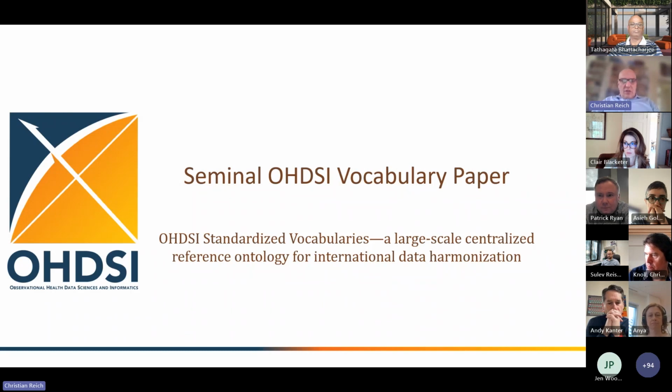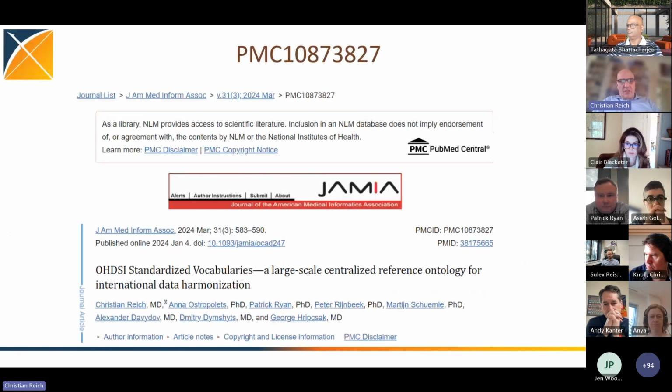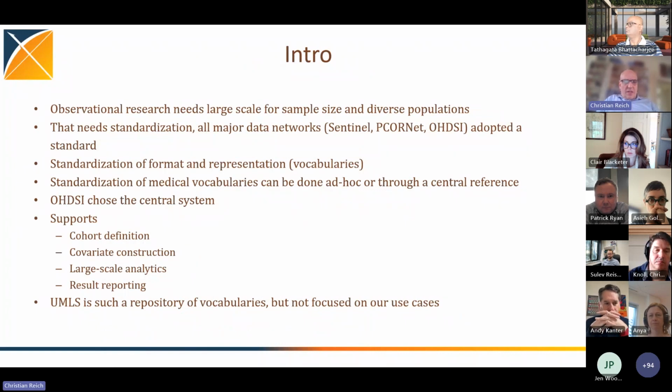Okay, so it's a foundational paper, right? There's no research or anything like this. So here it is. Here's the PMC in case you want to pull it. The story is roughly: you need large scale for observational research. And for large scale, you need standardization to aggregate the data and put it into a network. All data networks have a standard. In the standard, you can standardize the format and the representation of vocabularies. And this is what the paper is about.